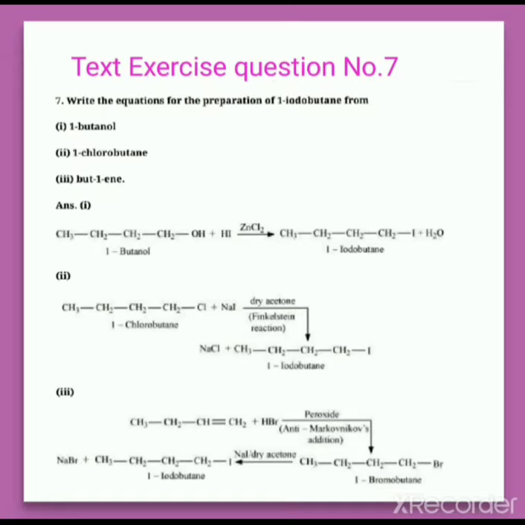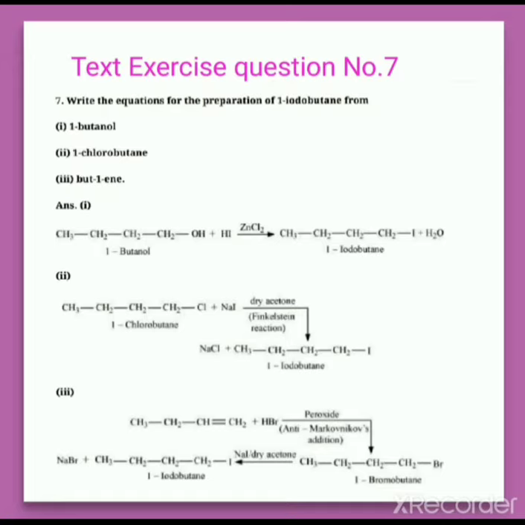Now look at the question. In this question, we need to write an equation for the preparation of 1-iodobutane. That means we need to prepare 1-iodobutane. And the reactants are given as follows. In the first case, we need to use butanol, that is 1-butanol. From this we need to prepare 1-iodobutane.